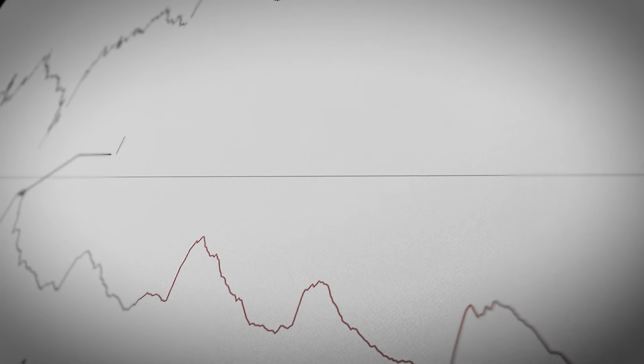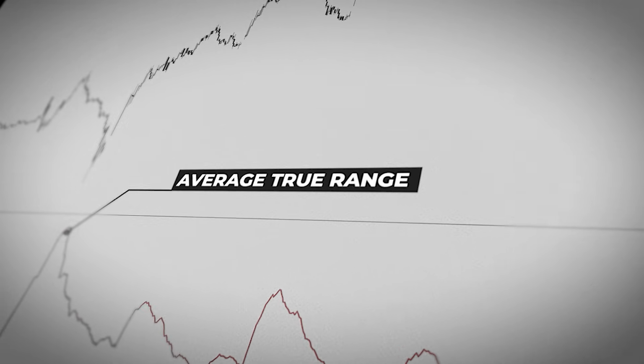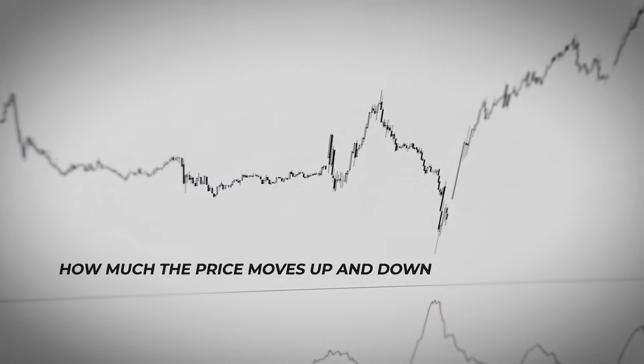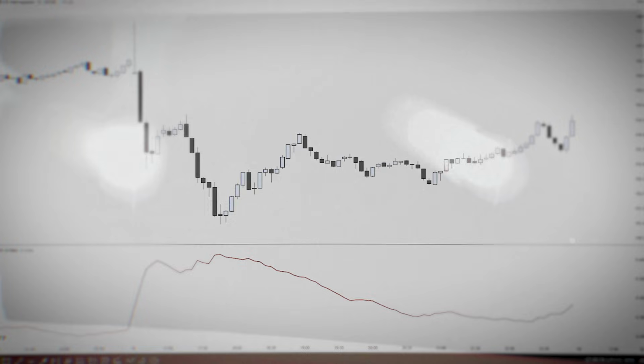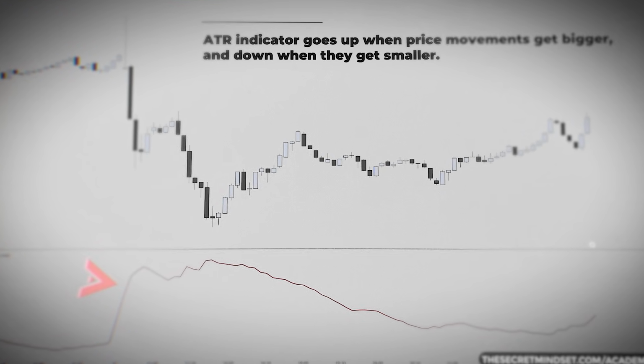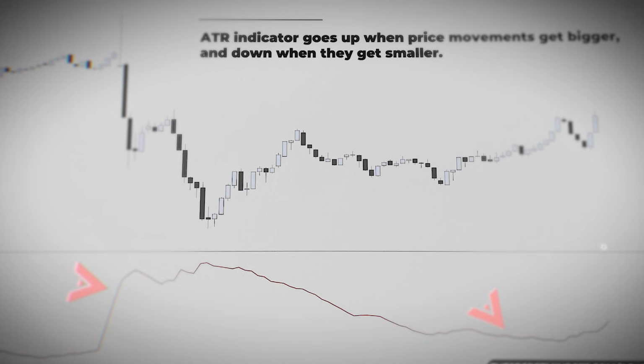The average true range is one of the best indicators a day trader can use, as it basically tells you how much the price of a market moves up and down. The ATR indicator is always moving. It goes up when price movements get bigger and down when they get smaller.